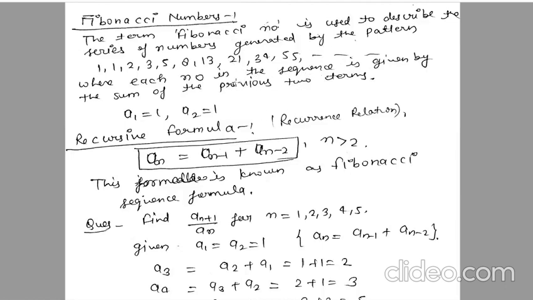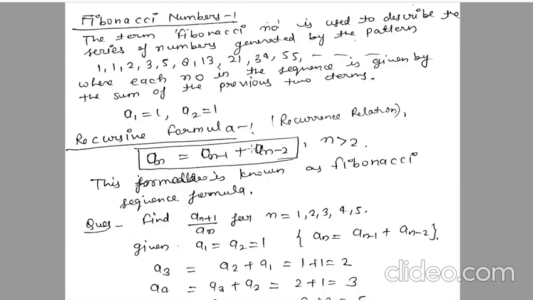This line is the sequence. So 1, 1, then 1 plus 1 is 2, 1 plus 2 is 3, 2 plus 3 is 5, 3 plus 5 is 8, 5 plus 8 is 13, 13 plus 8 is 21. So there is a sequence here, and the sequence is such that we get the other terms by adding the previous two terms, right? So A1 is equal to 1 and A2 is equal to 1. So this is the Fibonacci series.